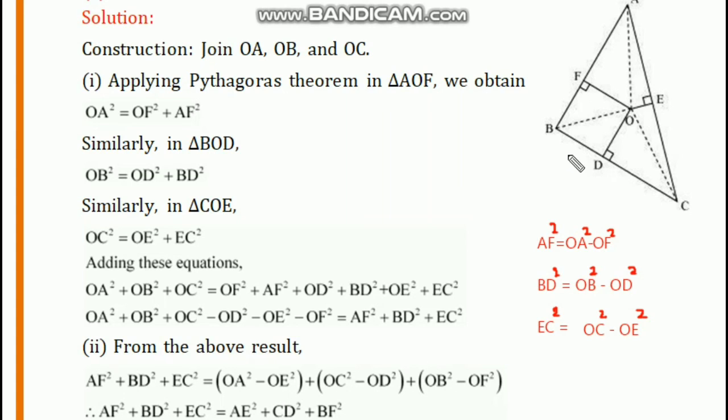Next, we need to prove CD². So CD² equals OC² − OD². Next, BF². So BF² equals OB² − OF². So now we can say that OA² − OE² is AE², OC² − OD² is CD², and OB² − OF² is BF². Hence proved.